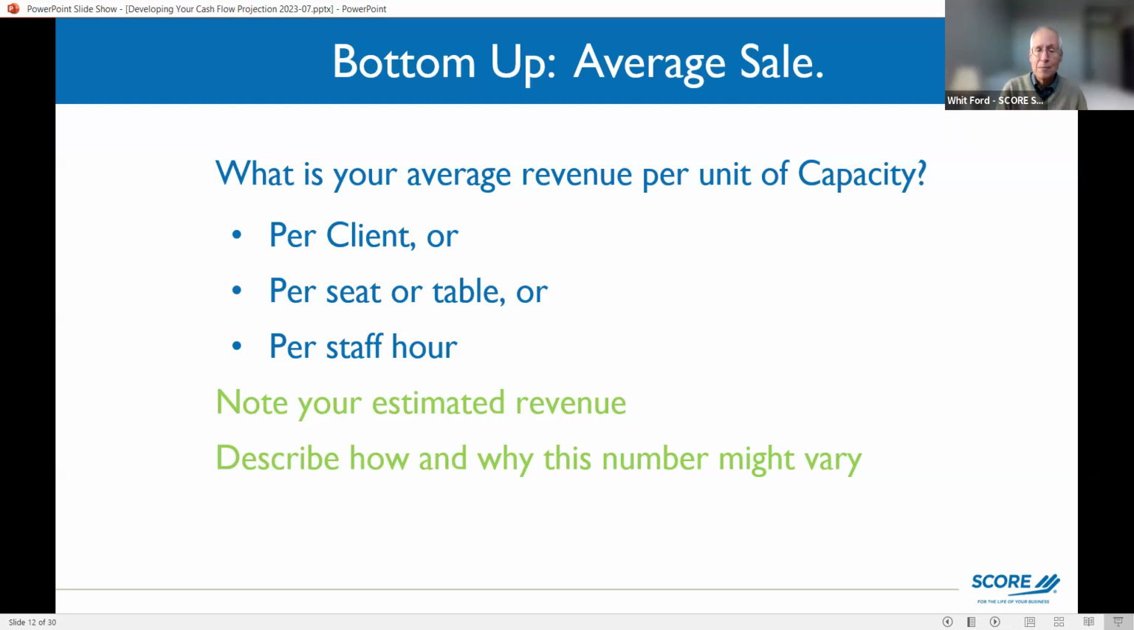Maybe you want to keep a certain table free because you don't want just one or two people sitting there. You'd rather save it for parties of 6 or more. Even if it's empty, filling it once a week will make up for leaving it empty the rest of the week, maybe. So there are lots of reasons that your revenue per unit of capacity might also vary a bit from time to time. If you just want to use an average, fine. That's great for a quick estimate. If you want to get more precise or you want to play around with different scenarios, then maybe you want to allow that to vary over time.